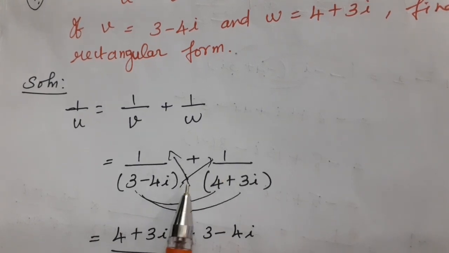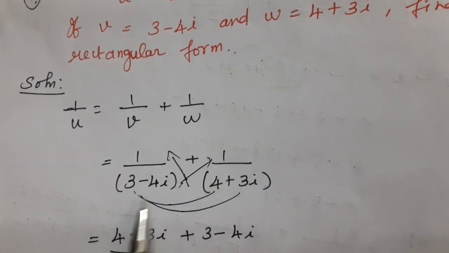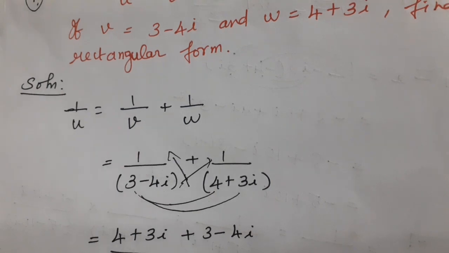So I take the LCM, 4 plus 3i, 3 minus 4i. If you multiply, 3 4s are 12, 3 into 3i is plus 9i, minus 4i into 4 is minus 16i.